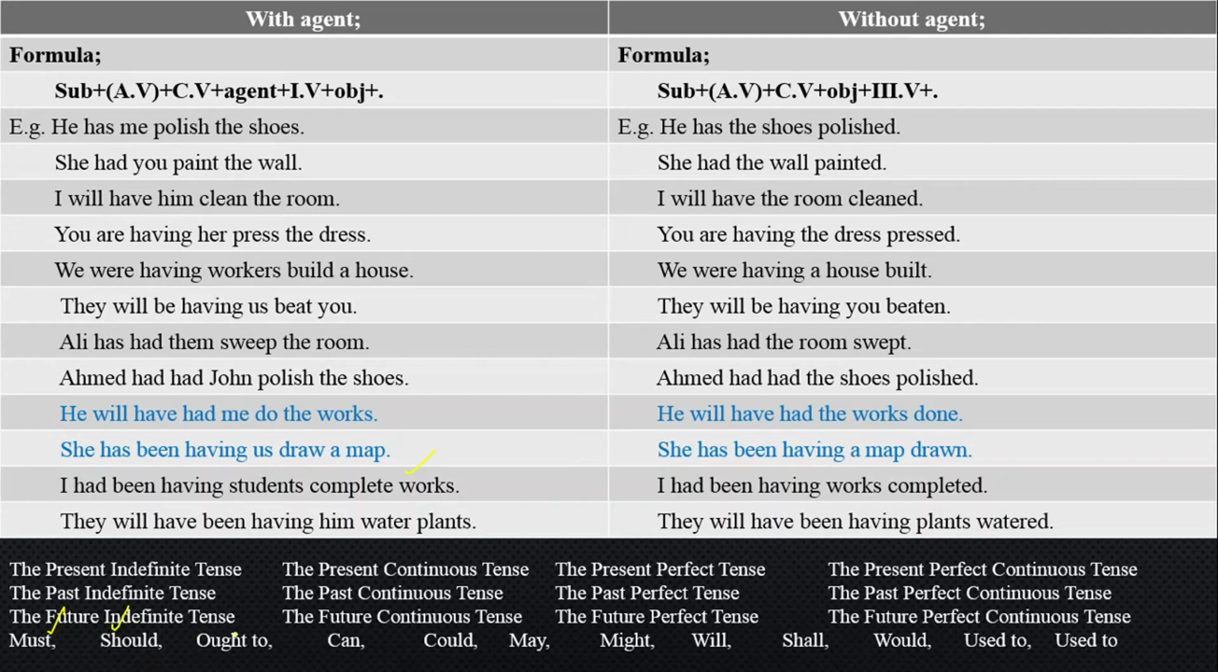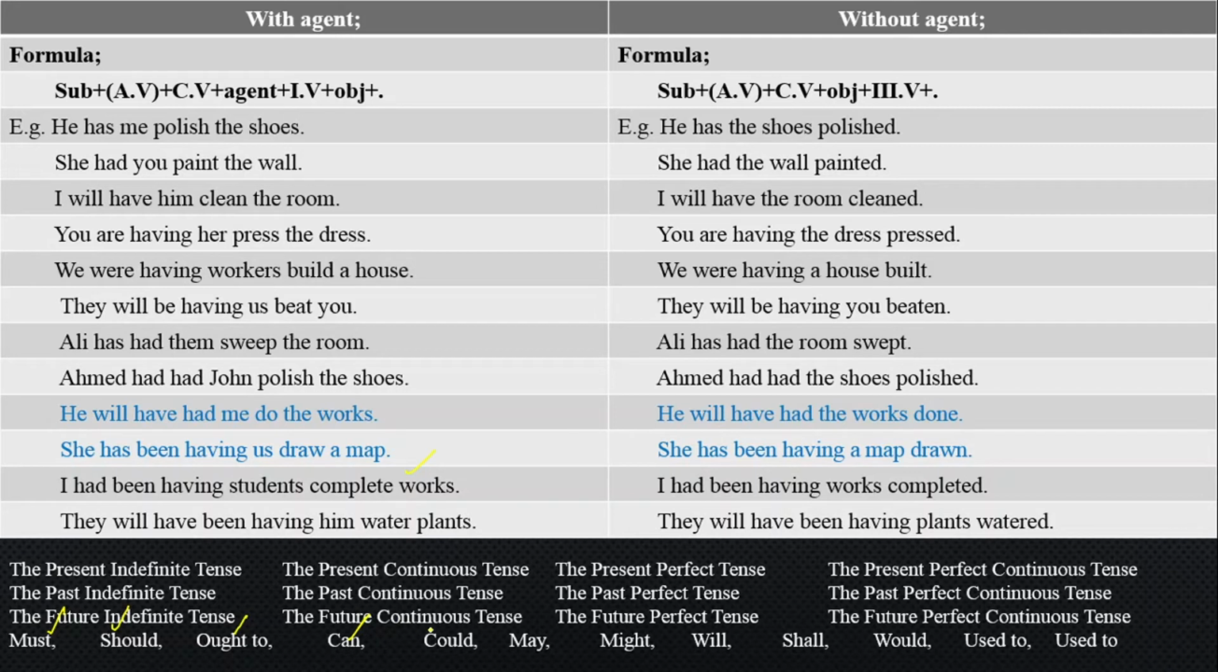I ought to have students complete works. I ought not to have students complete work. Ought I to have students complete works? Ought I not to have students complete works? Oughtn't I to have students complete works? I can have students complete works. I cannot have students complete works. Can I have students complete works? Can I not have students complete work? Can't I have students complete works?